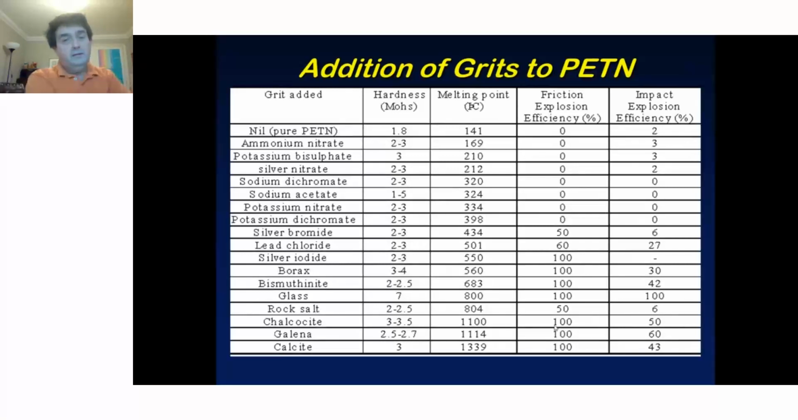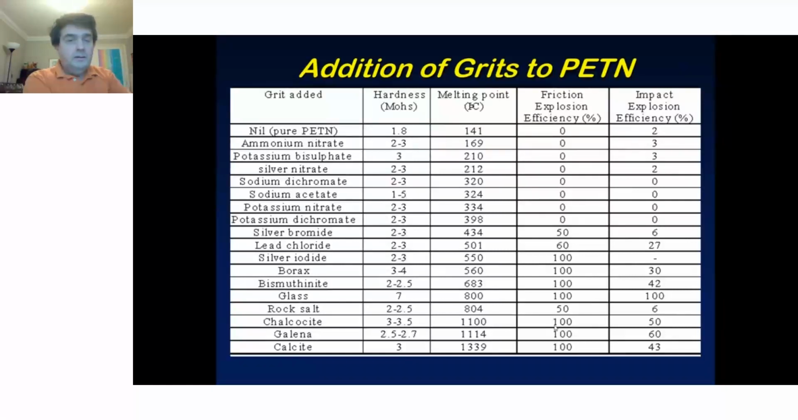And you can see the various columns here. So hardness of the grit, and you can see ranges. It's obviously generally in the range of 3 to 4, 2 to 3. This is very common in materials. And you can see the melting point. Now, obviously, we've arranged this table to show a particular function. And what we can see here is that if we look at friction explosion efficiency, there is a very strong correlation between friction explosion efficiency and the melting point of the material, with the exception of rock salt towards the bottom.